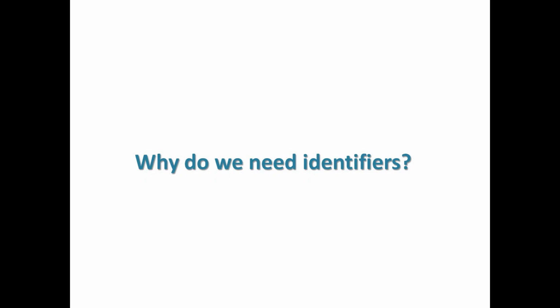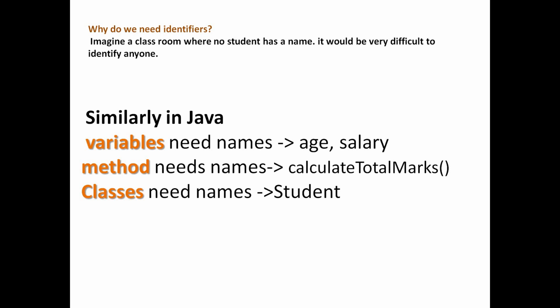Like that in Java also, we need identifiers to denote variables, methods, and classes. For example, here variables need names: name, age, salary. Methods need names, for example here calculateTotalMarks. This is the method, and this we can also call an identifier. A class needs a name, so Student here. That's why we need identifiers to identify anything.